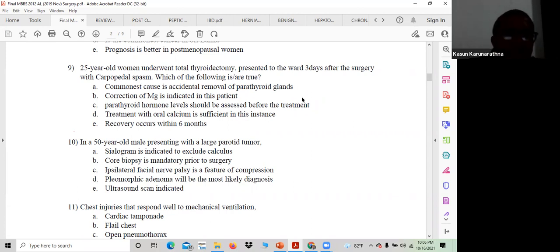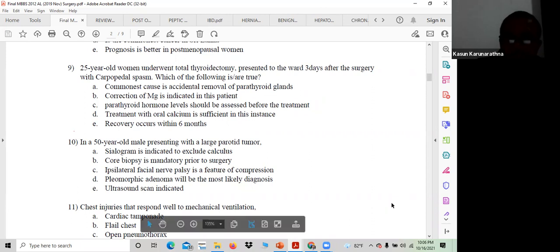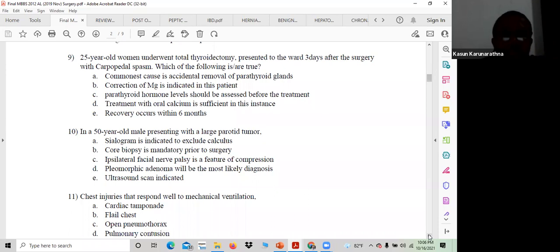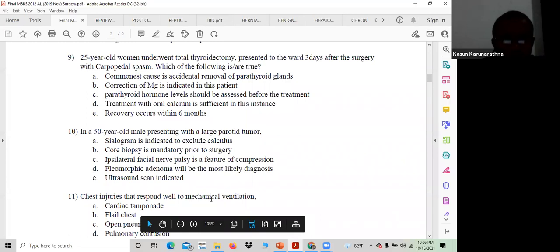Treatment with oral calcium is sufficient in this instance. No, you should give IV calcium gluconate, right? Should act early. You should give IV calcium gluconate 10%, 10 ml over 10 minutes, right? Recovery occurs within 6 months. Yes, if it is ischemia of the parathyroids.